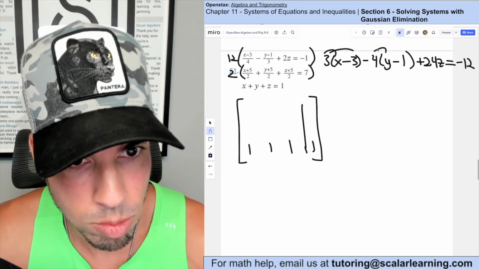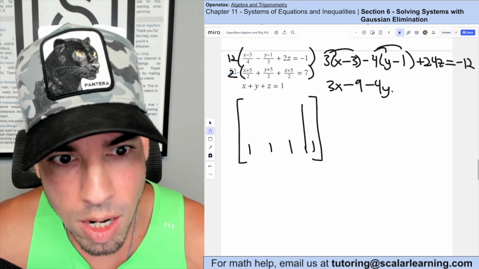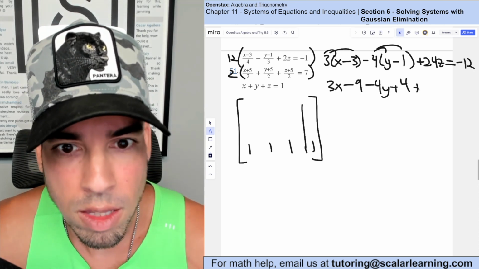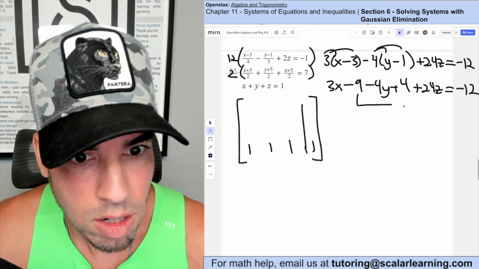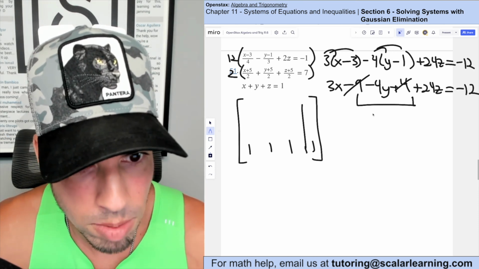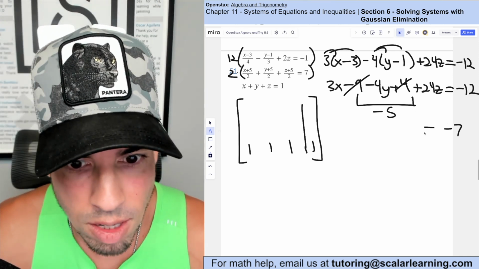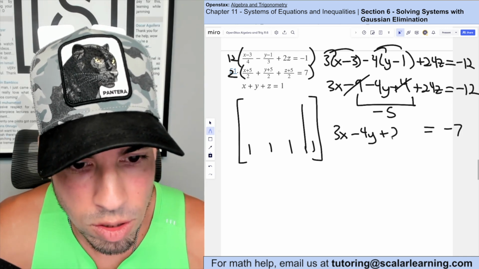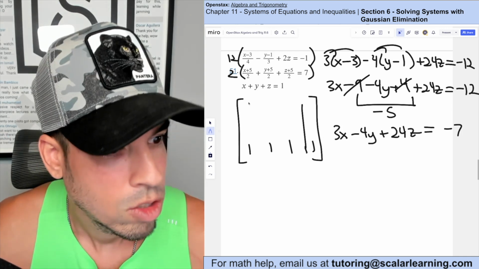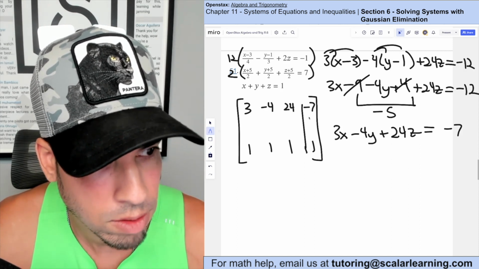Distribute. We got 3x minus 9 minus 4y plus 4, and then plus 24z is equal to negative 12. Combine like terms, that's going to be a negative 5. Add that to that side, and we get negative 7. Over here, we got 3x minus 4y plus 24z. So that's going to go in as 3, negative 4, 24, and negative 7.